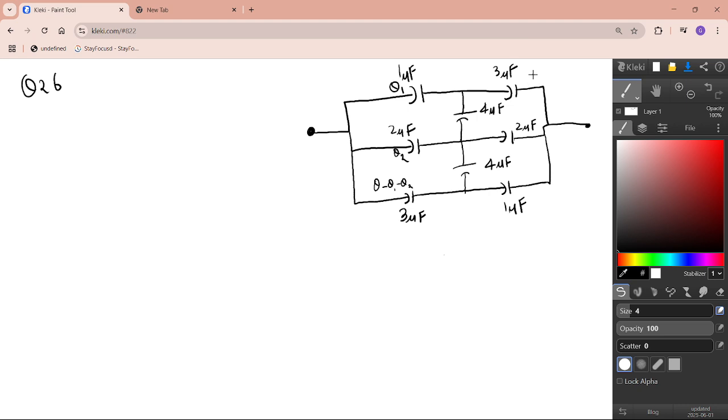Similarly, by symmetry, it's the negative of this. It's Q1 plus Q2 minus Q. It's again Q2 minus Q2, and it's minus Q1. So it's Q2, it's Q1.